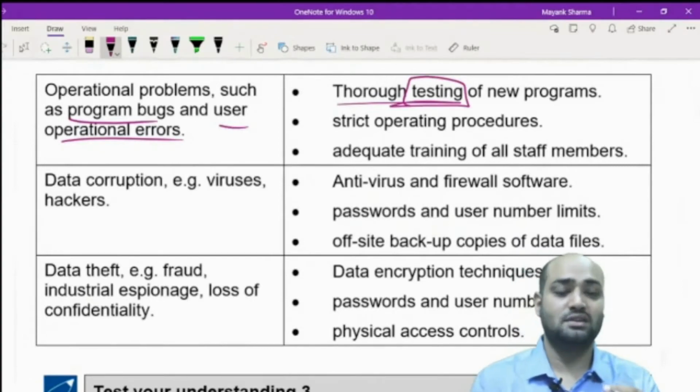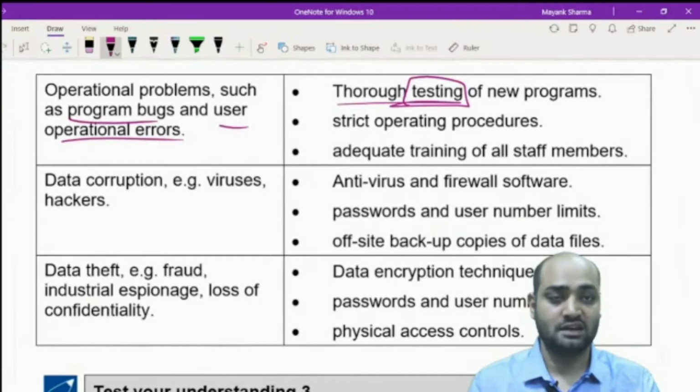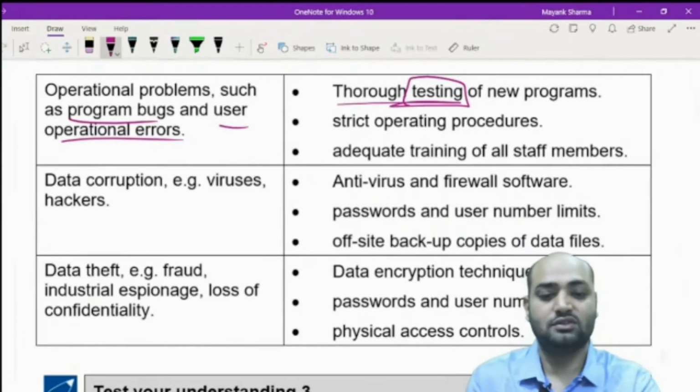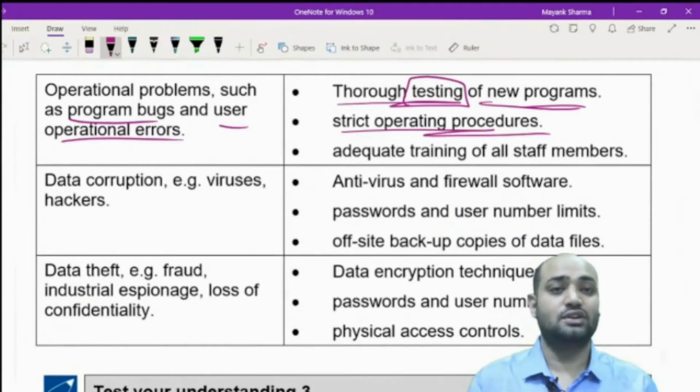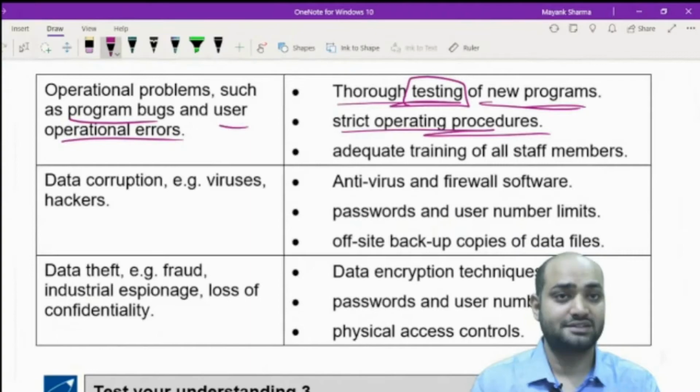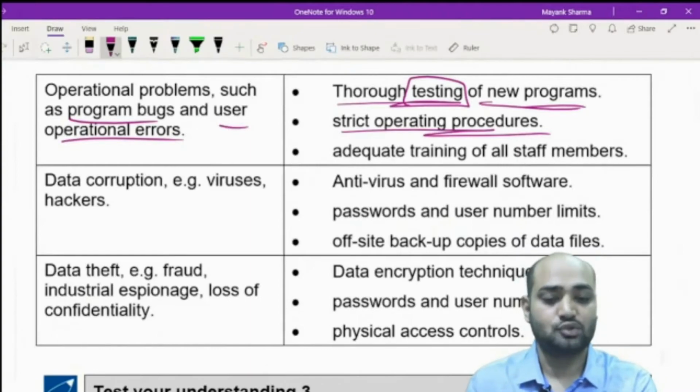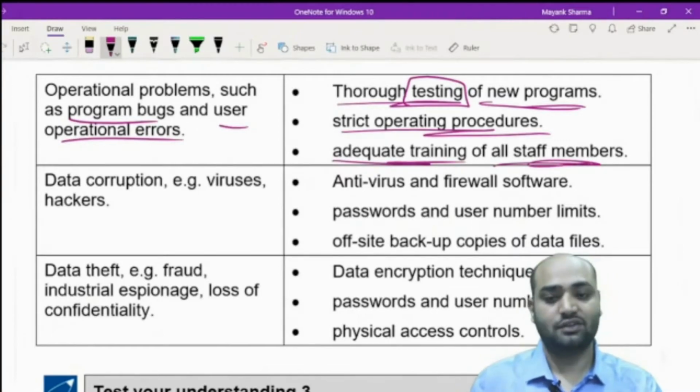So bugs are mistakes in the program. My program was intended to be very good, but sometimes there are some mistakes, or I would say some lacunas, which remain in the programs. Those lacunas can be removed with thorough testing if the program is very new. If strict operating procedures are followed, then the bugs will be fewer. So what are the operating procedures? These are like manuals which need to be followed while processing any data or making any program. Adequate training of all staff members, all these things will eliminate the risk of operational problems and bugs.